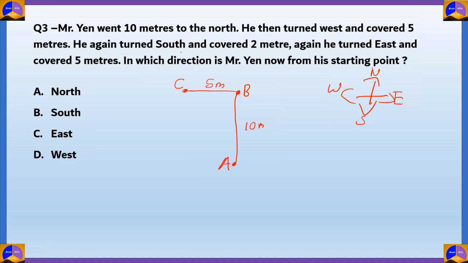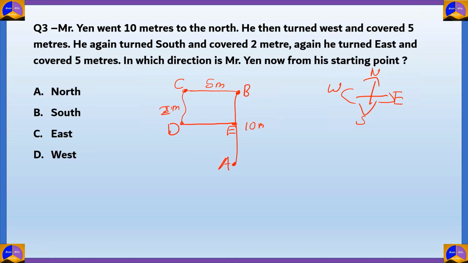He again turned south and covered 2 meters. So 2 meters should be approximately like this. Again he turned east. Now east is to the right and he covered 5 meters. 5 meters will be exactly the same as line BC. So this will be point D and this will be point E.